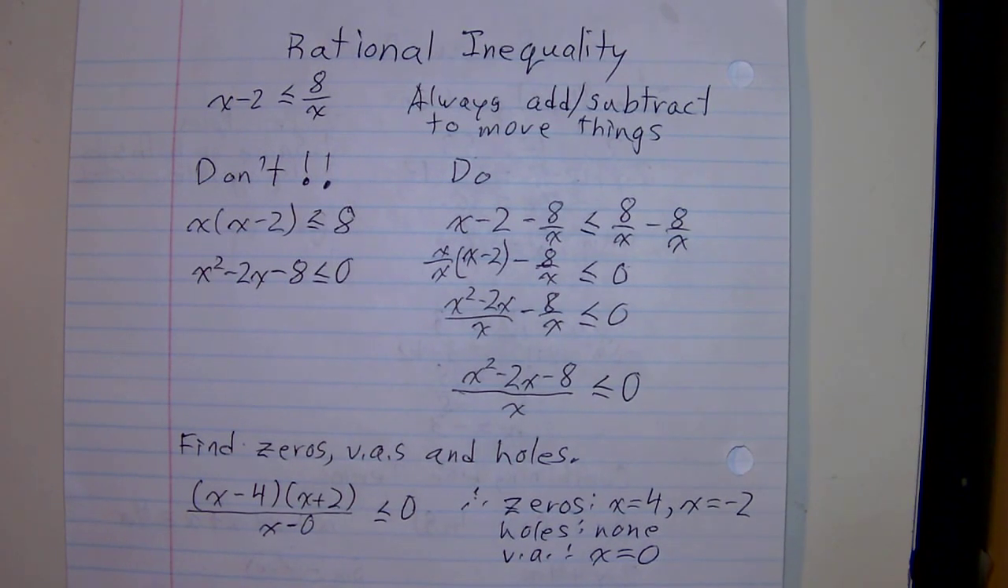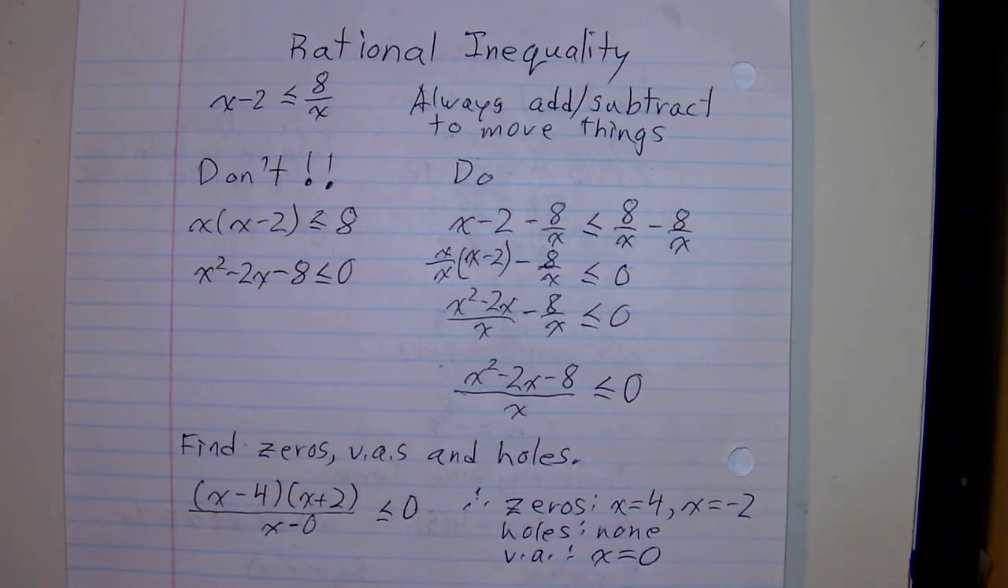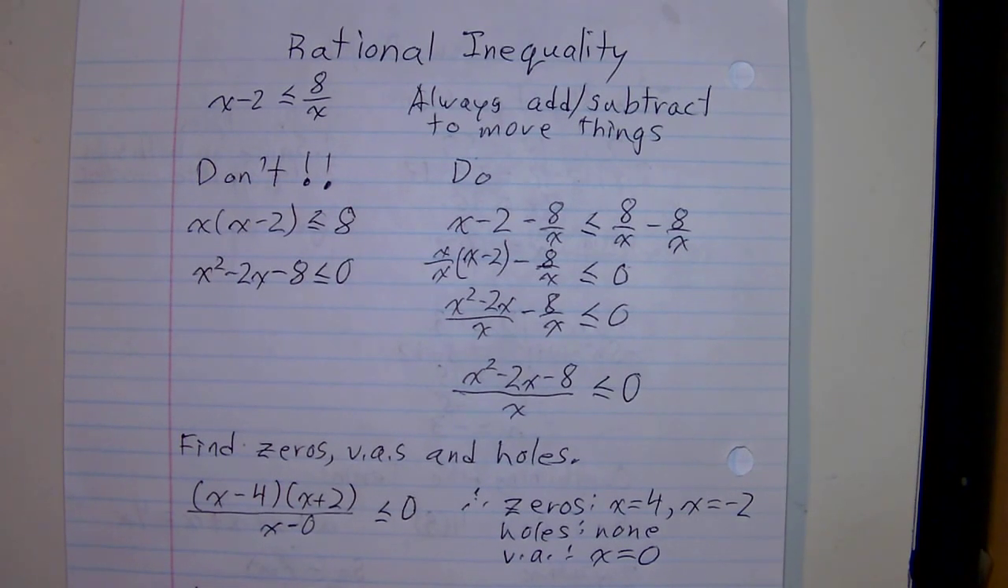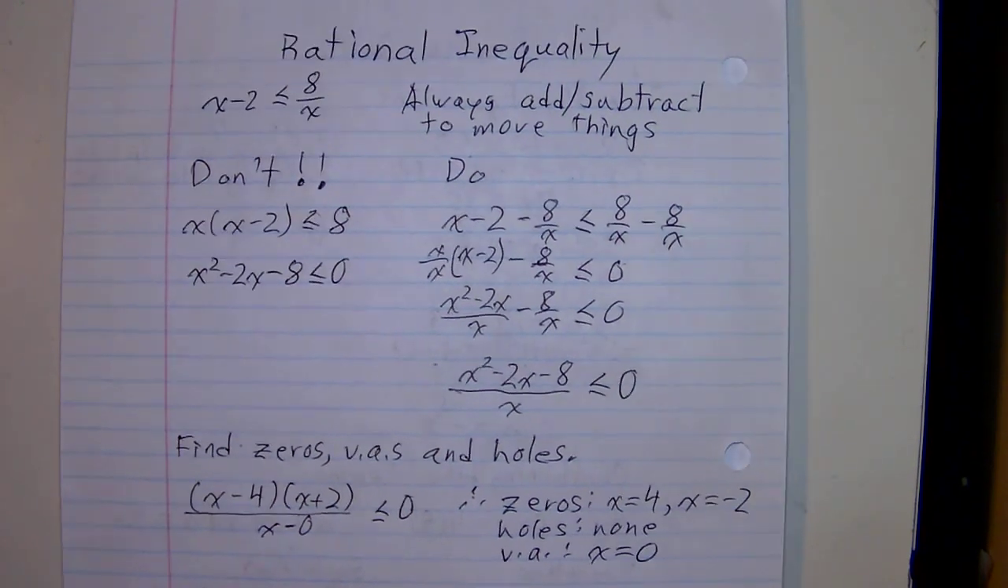So now we draw out our number line. We put all of these various things on it. So there's 4, there is 0, there is -2. And then we look at what happens in between each of these.